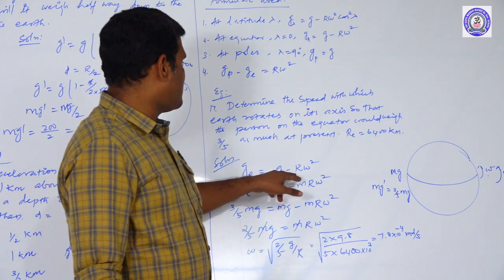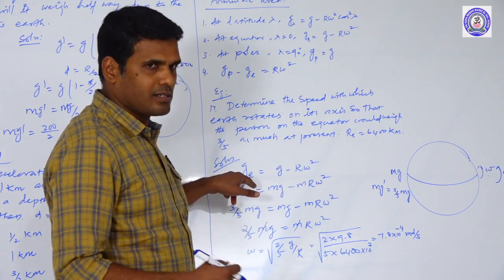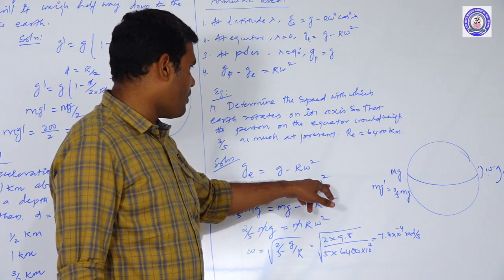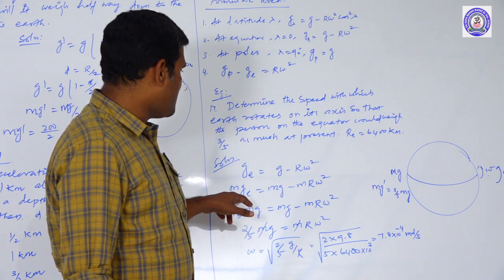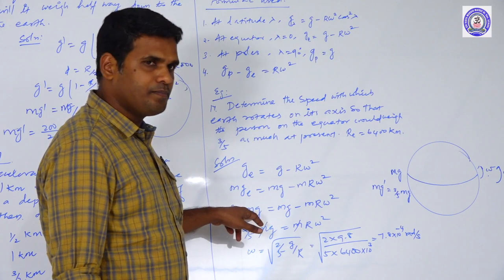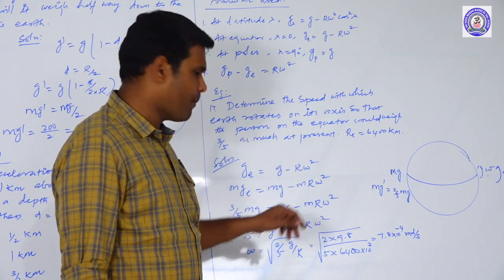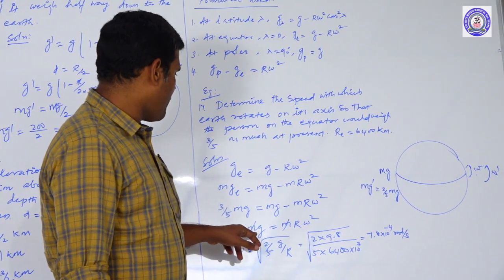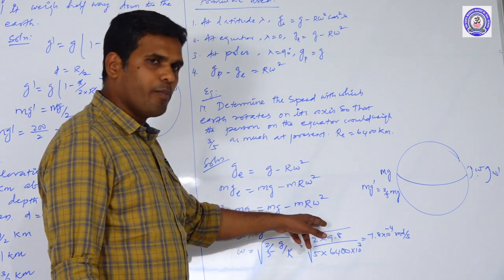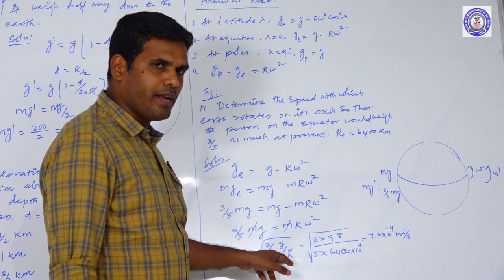So g' equals g minus R omega square. The value of acceleration due to gravity at the equator is given like this. mg' equals m into g minus mR omega square. At the equator, the weight is 3/5 of mg. So 3/5 of mg equals mg minus mR omega square. 2/5 of mg, I am taking the difference here, equals mR omega square. Omega equals square root of 2 by 5 into g divided by R.